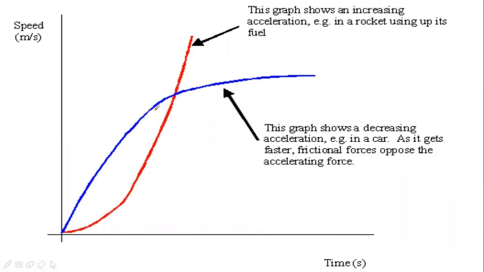Now again, this graph shows, the red one shows an increasing acceleration, like a rocket using up its fuel. This graph bends towards the speed axis, so it's accelerating. And the bluish line bends towards the time axis, so it's decreasing acceleration. When the graph is curved towards the time axis, it represents deceleration. When it bends to the speed axis, it represents increasing or positive acceleration.